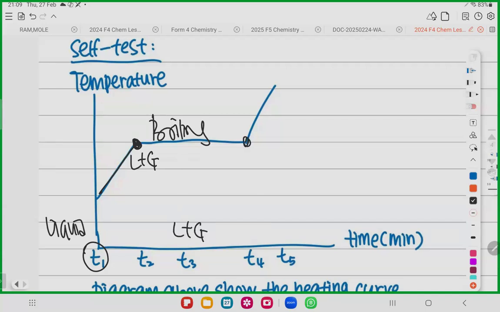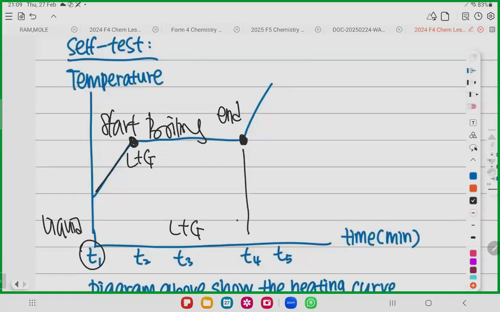T4 is here, the last point on the horizontal line. So when you're on the last point of the horizontal line, this is where the boiling started and this is where the boiling ended. So when boiling finishes, you shouldn't get any liquid, because all the liquid already boiled, all the liquid already became gas. T5 is on the slanted line. We know slanted line only has one state. So this is after the boiling. If after boiling, at T5, everything is gas.